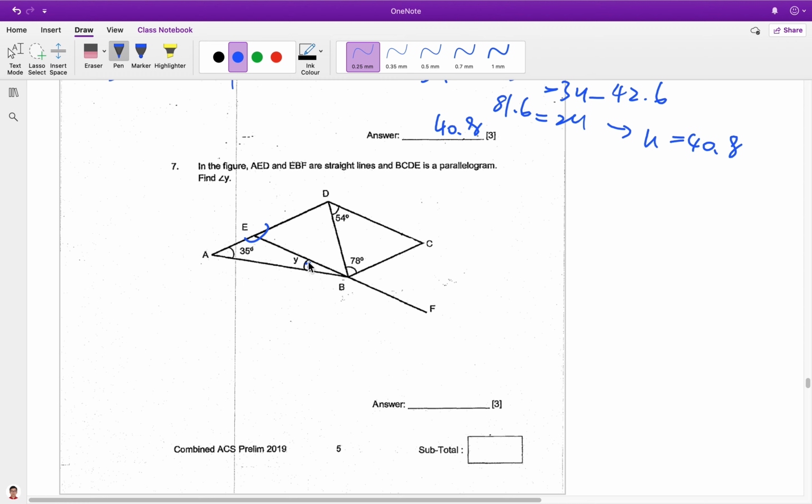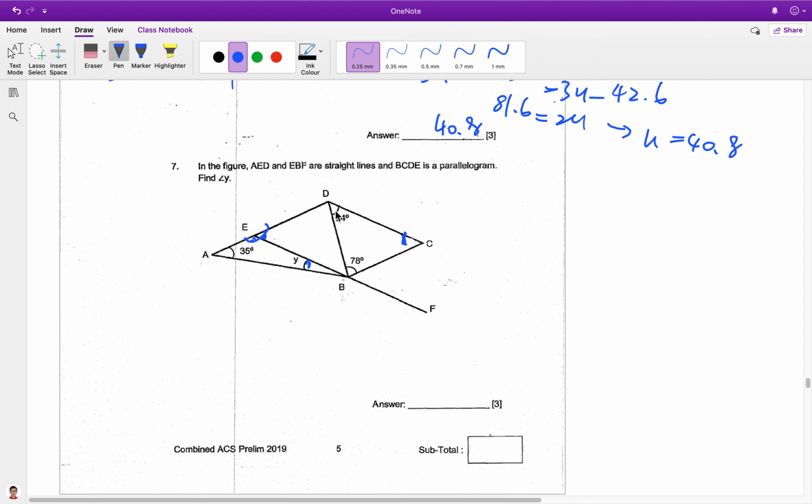Well, we want to find this angle, right? We know this angle. So if we find this angle, we use 180 minus this one, then we can get this one. Can we find this angle? Well, we see that this is a parallelogram, right? A parallelogram, this angle is equal to this angle, right?